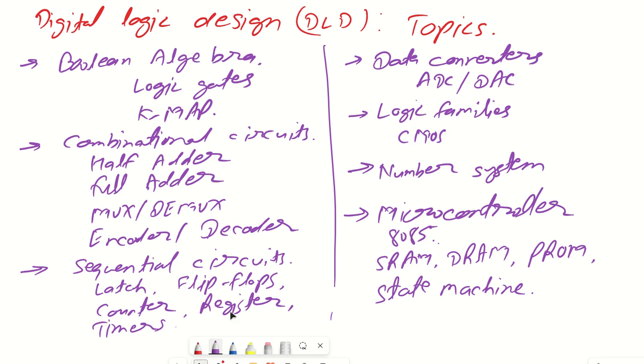Now let us start with our Boolean algebra in this particular session. We'll try to see each of them one by one. So let us say Boolean algebra. You can write down the topic, Boolean algebra.